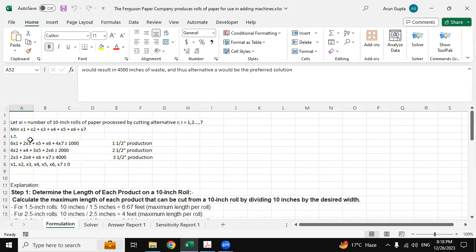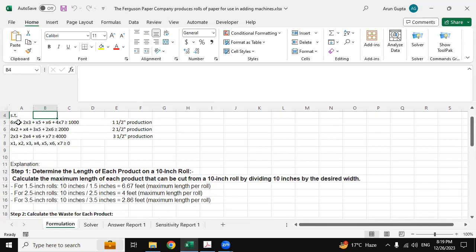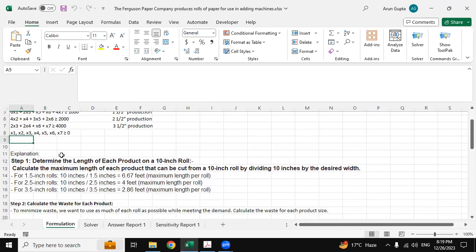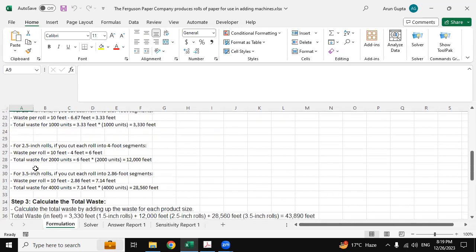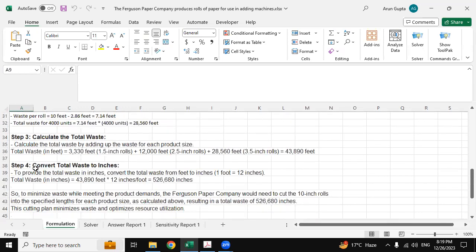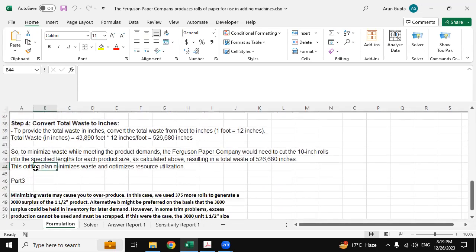So this is our question formulation part. Here we have used Xi for the number of 10-inch rolls of paper processed by cutting alternatives. And then this is the minimization. So this is for the minimization part. And these all are our constants that has been derived. And I have also provided the explanation for the each steps. Now here all are the steps that has been provided us. As we can see here, many steps are there to cover this one.